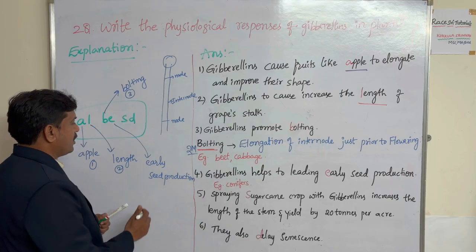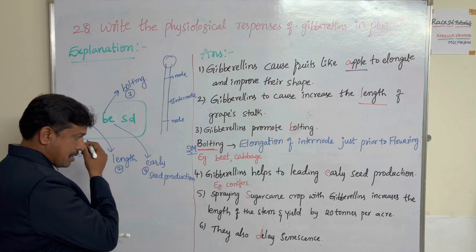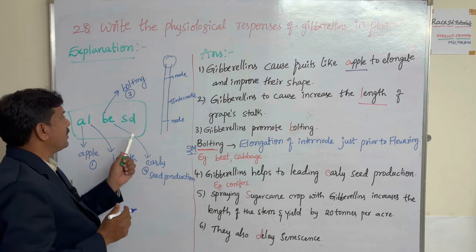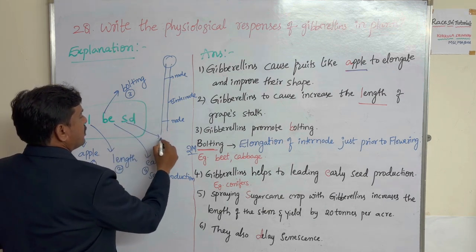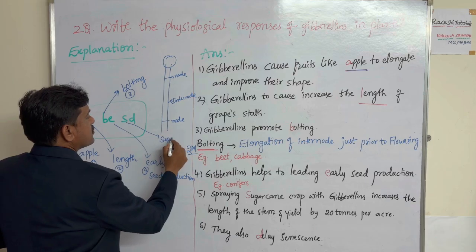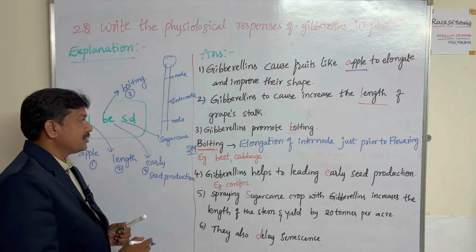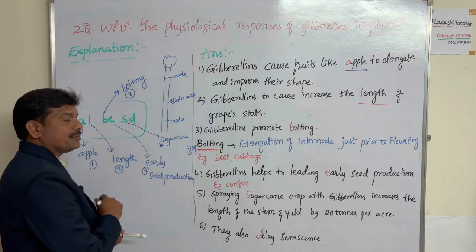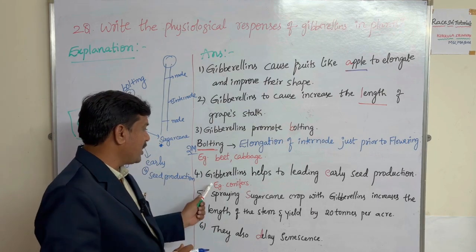Okay, I think you've caught it. The fourth point is early seed production. And the fifth one is what? S is present. What does S mean, sir? S is sugarcane plant. What is sugarcane? This is also important, be careful. It is important for the exam also.